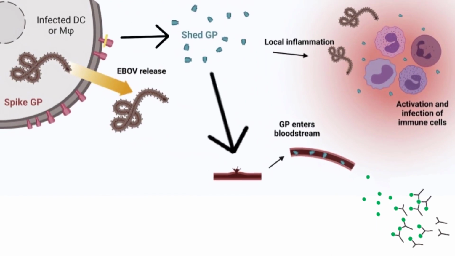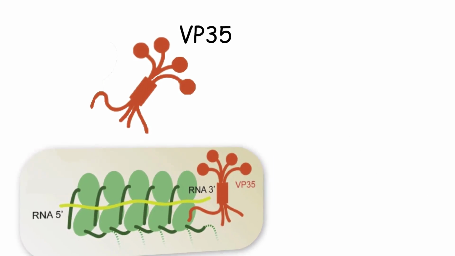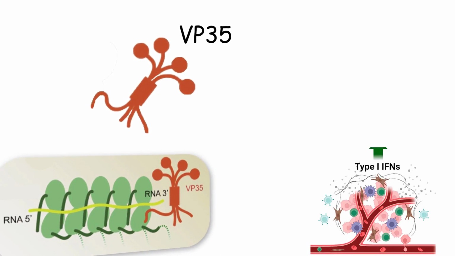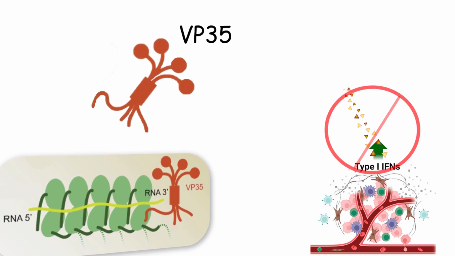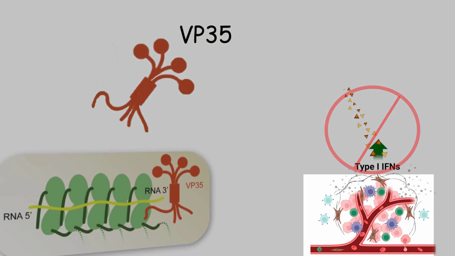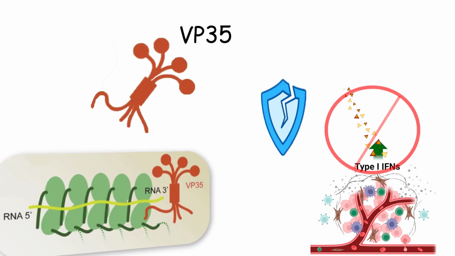Ebola has another immunosuppressive tactic, VP35, a protein coded for in the genes of the Ebola virus. This protein blocks type 1 interferons from being secreted by immune cells. Ordinarily, type 1 interferons turn on genes of the immune system to fight viral infections. The VP35 of the Ebola virus thus weakens the immune response.